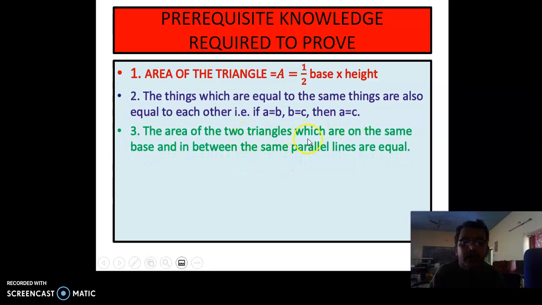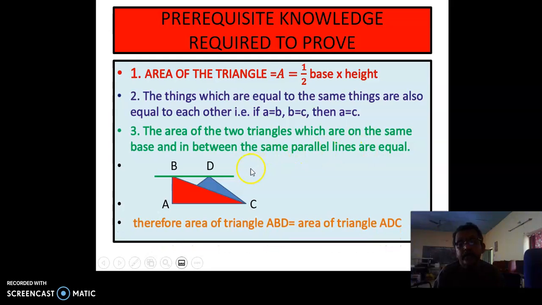And the areas of two triangles which are on the same base and in between the same parallel lines are equal. This you have already studied in the 9th standard. So here is a figure showing that ABD and ADC are two triangles on the same base AC, and in between the parallels AC and BD. Therefore area of triangle ABD equals area of triangle ADC. So these two triangles are equal. This much knowledge is enough to prove this theorem.